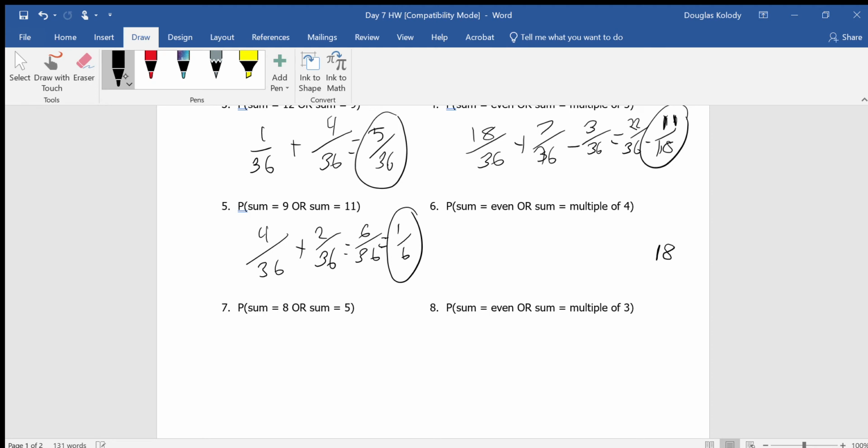The sum is even again, 18 out of 36. Or the sum is a multiple of 4. That's 4, 8, and 12. I think we're going to smell redundancy here because these are all even numbers, but overall there's 9, 4s, 8s, and 12s. And yes, you're going to subtract all 9 of them because all 9 of them are also even numbers.